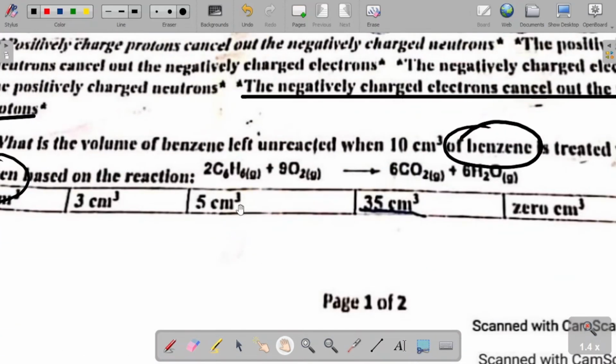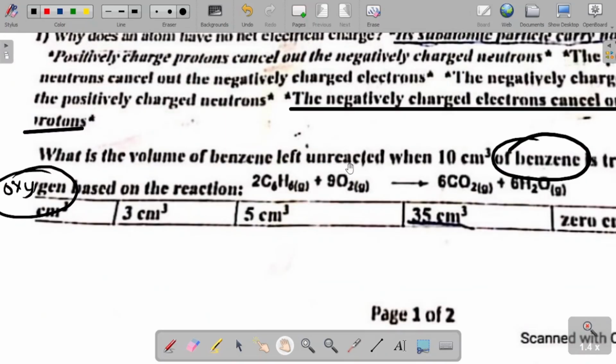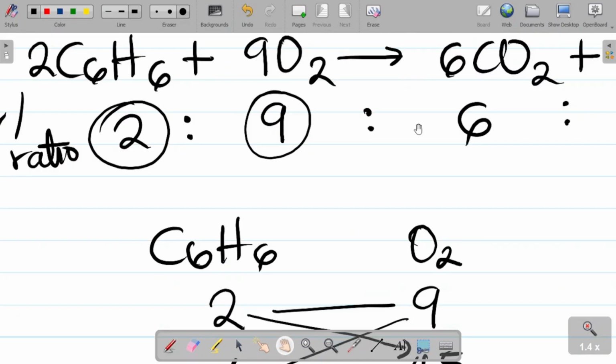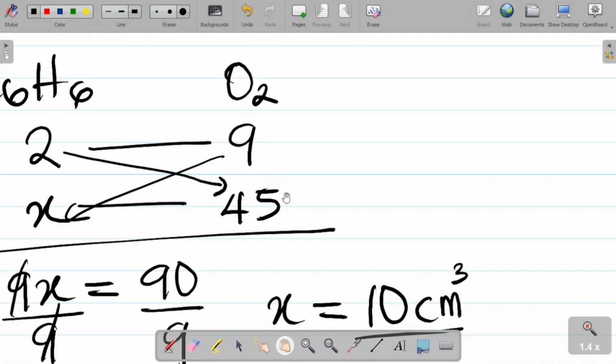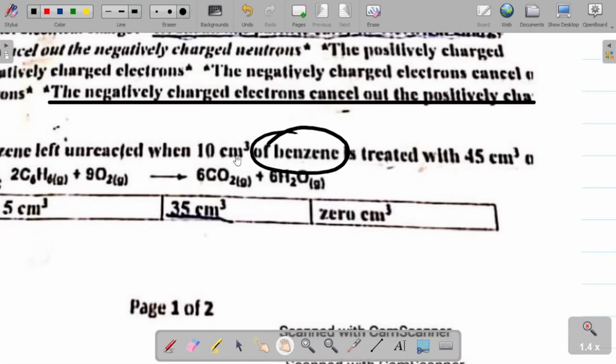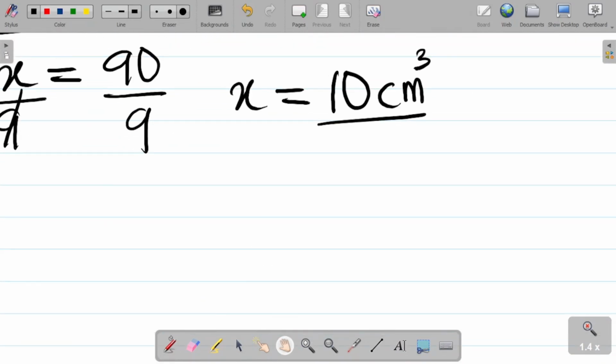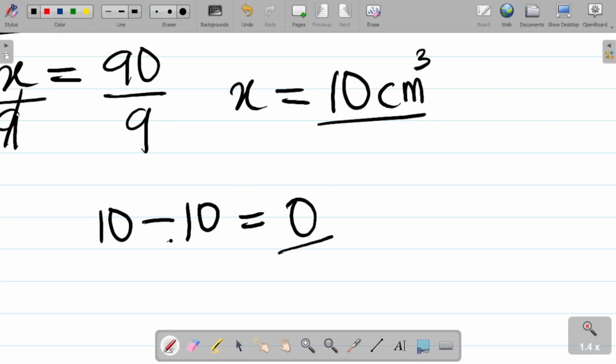Coming back to the question again, they said, what is the volume of benzene left unreacted when 10 cm cube of benzene is used? Now hang on. From our calculation, we need about 10 cm cube of benzene to react with 45 cm cube of oxygen. In the question, they gave us an actual 10 cm cube. So if I need 10 cm cube of benzene to react with oxygen and I'm having 10 cm cube, if I use up the 10 cm cube, what will be left? Nothing will be left. That's why it becomes 0.